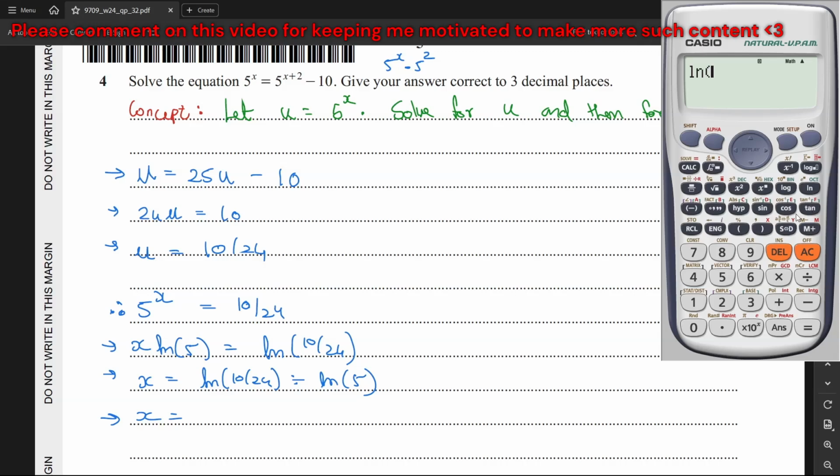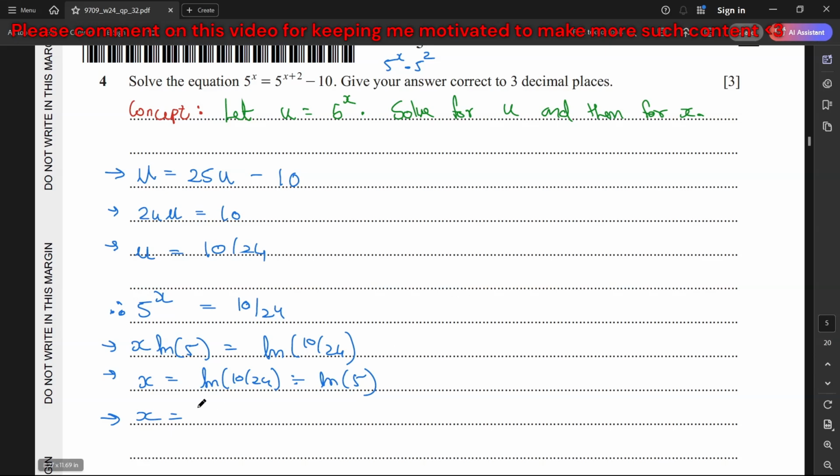ln of 10 over 24, if I divide that by ln of 5, correct to 3 decimal places, I'm going to get minus 0.544, and this is correct to 3 decimal places. So that is how you get to solve this question that is based on logarithms.